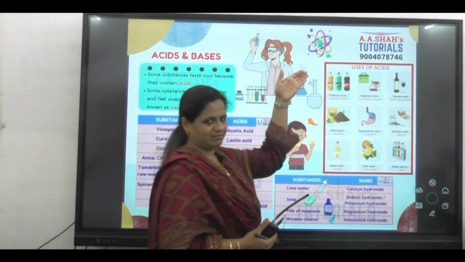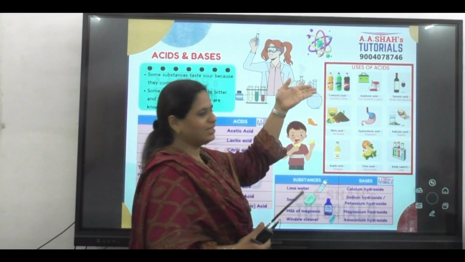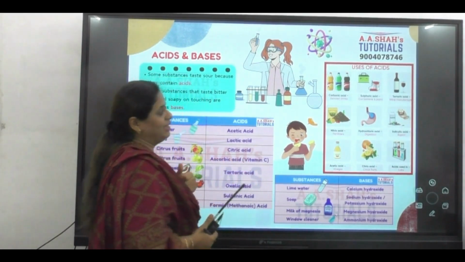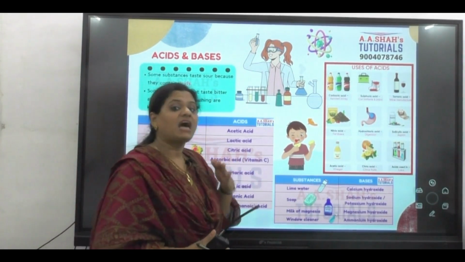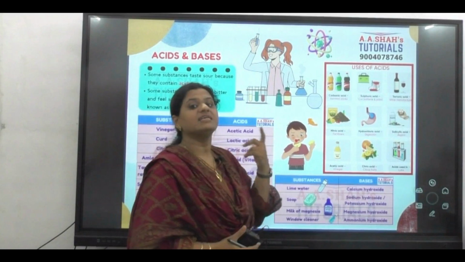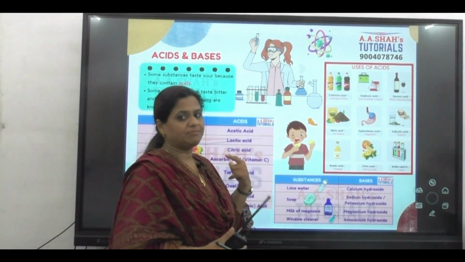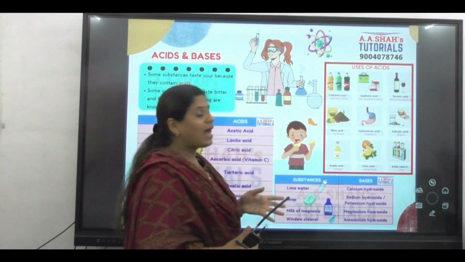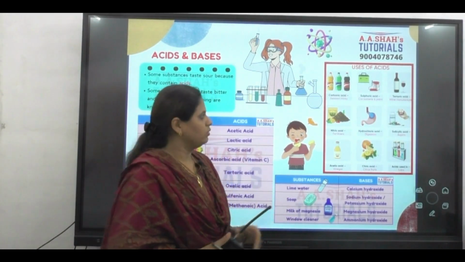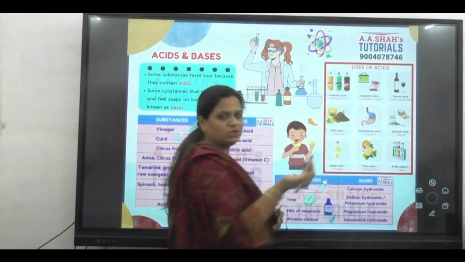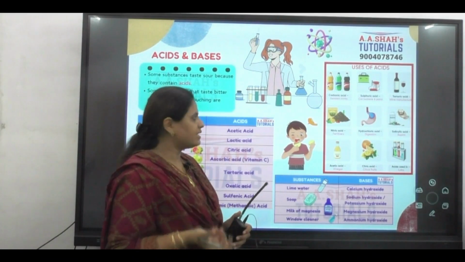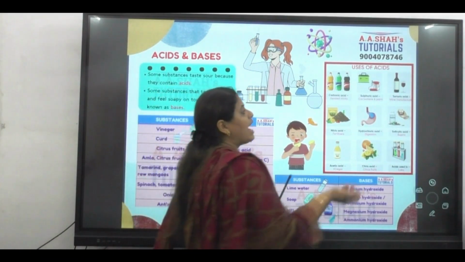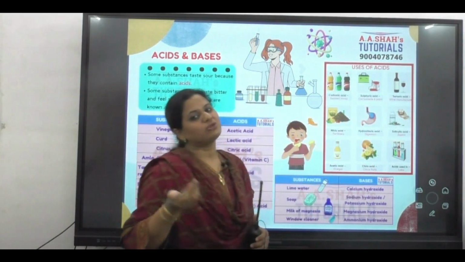First and foremost, which you should not even touch, are aerated drinks like Pepsi, Cola, Thums Up. All these have carbonic acid. Their pH level is less than 7. We'll understand what pH level is too. So there are carbonic acids in aerated drinks. Then you have acid in your batteries too. The car battery, which you have in your cars and other vehicles, has sulfuric acid. Then you have wine, which also has an acid.